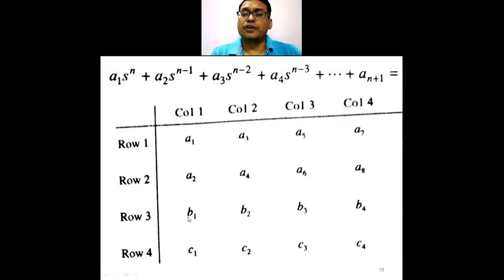After calculation of B1, B2, B3, B3 will be calculated as A2, A7 minus A1, A8 divided by A2. Once you have calculated all the elements of row 3, then we can calculate the elements of row 4 by a similar pattern.